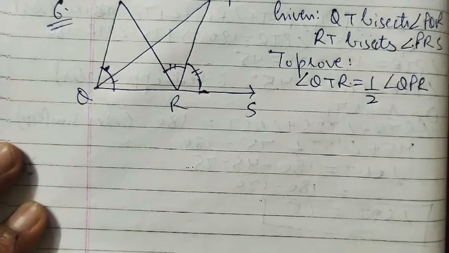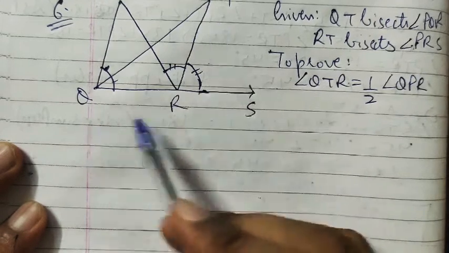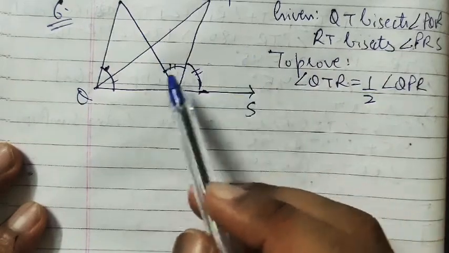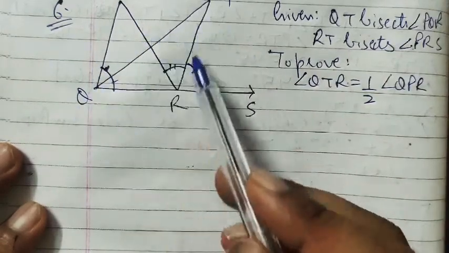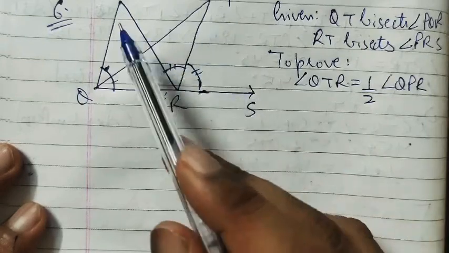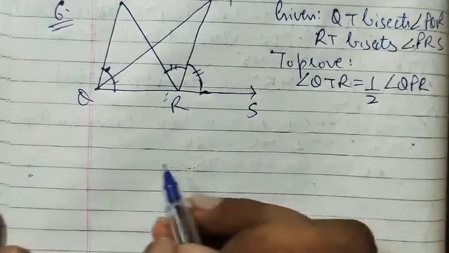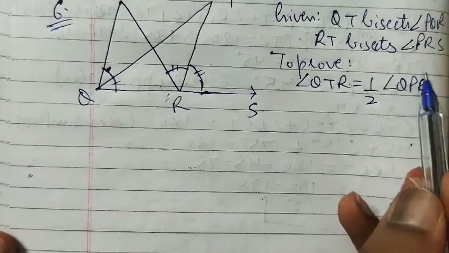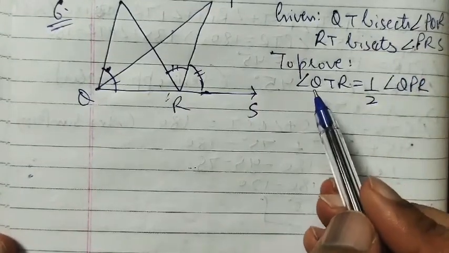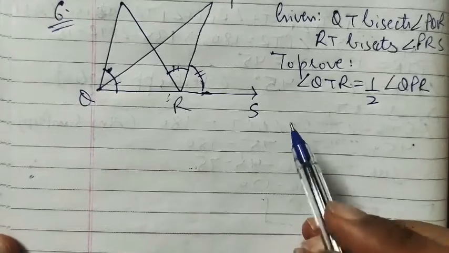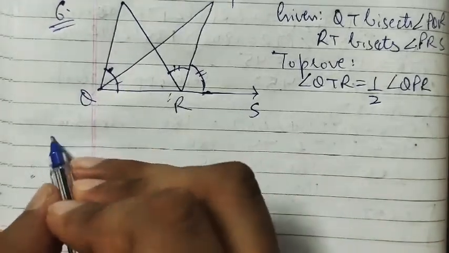In this question it is given that PQR and TQR are two triangles such that QT bisects angle PQR and TR bisects angle PRS, right? So we need to prove this. In this we have QTR and QPR. So let's determine the value of QTR and QPR first. So let's say proof.